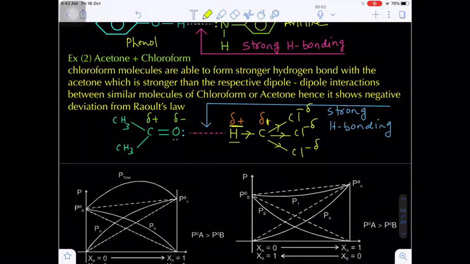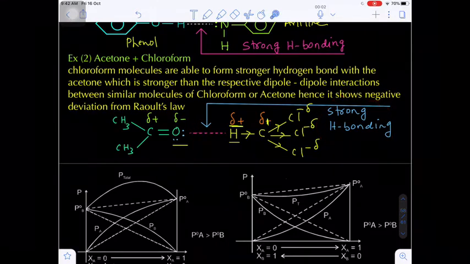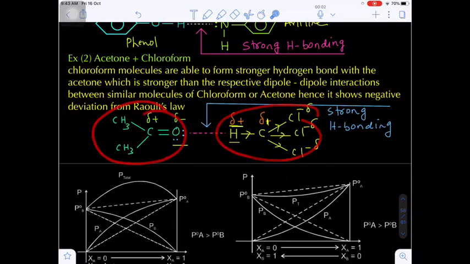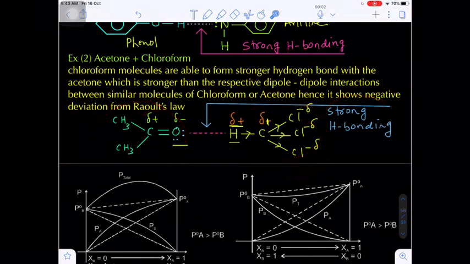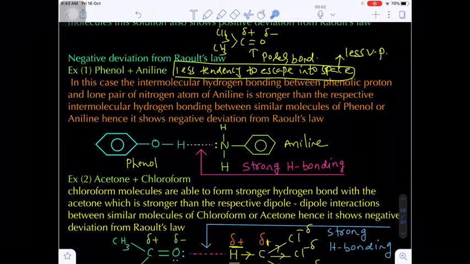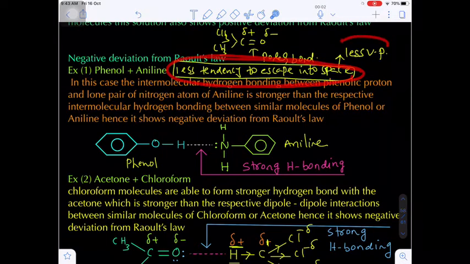Due to the positive charge present on the hydrogen, it tries to pull the lone pair of electrons present on the oxygen atom in the acetone molecule, due to which there will be a strong hydrogen bonding between acetone and chloroform. This hydrogen bonding strength will be even stronger compared to pure acetone or pure chloroform. When these two are mixed, in the resulting solution the intermolecular force of attraction, what happens? Increases. Due to increased intermolecular force of attraction in the solution as compared to the solute and solvent molecules, the solution has less tendency to escape into space.